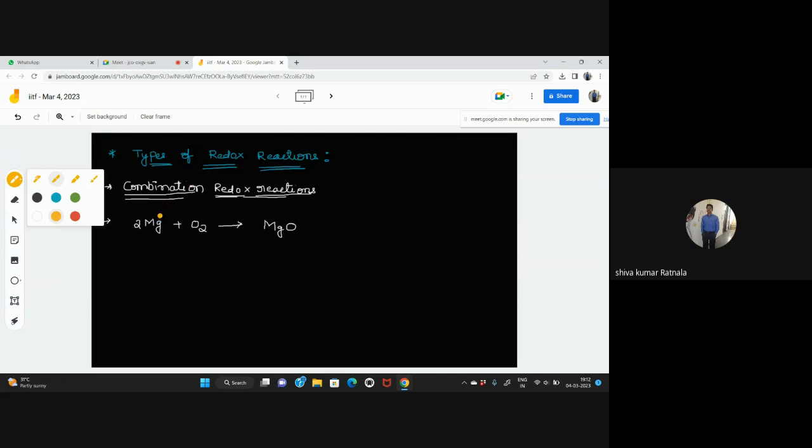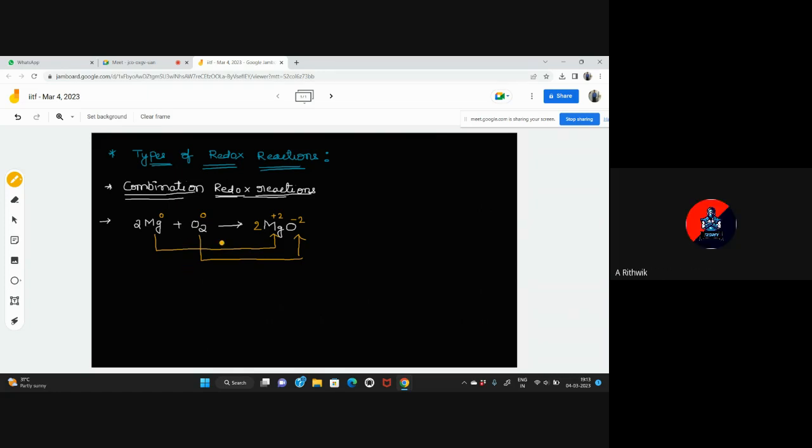The oxidation state of magnesium is 0, and oxygen O2 is also 0. In the product, magnesium is +2 and oxygen is -2. Magnesium goes 0 to +2, and oxygen 0 to -2. In magnesium, 0 to +2 means loss of electrons. 0 to -2 means gain of electrons.